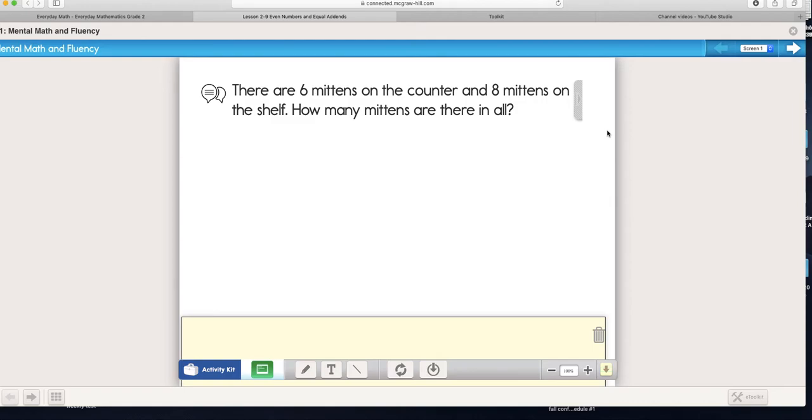How are we going to solve this one? There's 6 mittens on the counter and 8 mittens on the shelf. How many mittens are there in all? 14. What do I need to do? What kind of number model can show my problem for this?